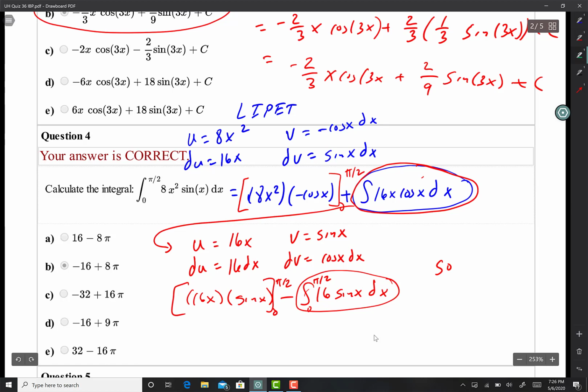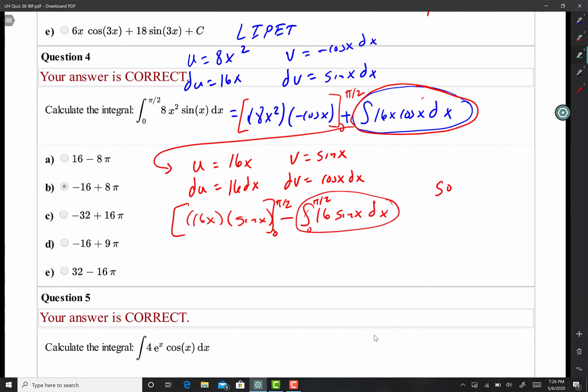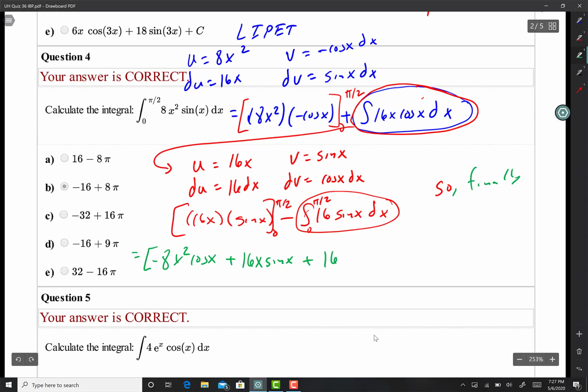All right, so finally, putting it all together. Here we go. We're going to put it all together. So finally, we have this. I'm going to put bracket, negative 8x squared cosine x plus, okay, so this in red is this right here. So plus 16x sine x. And then look, we can do the antiderivative of that real quick. Antiderivative of sine is a negative cosine. Negative times negative is a positive. Plus 16 cosine x. And all this is evaluated from 0 to pi over 2.